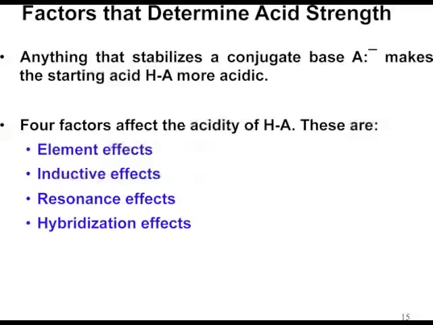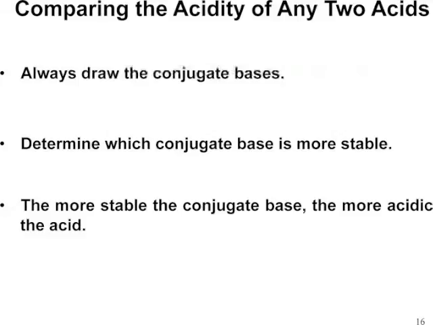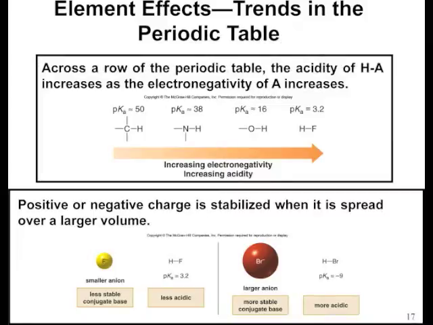Factors that determine acid strength are, of course, the elements of which the acids are composed, but then inductive effects, resonance effects, and hybridization effects. And we will discuss all four effects here. If we compare two acids, we always have to draw the structure of the conjugate bases, and then we have to determine which conjugate base is more stable, because if we have a more stable base, then the proton is given away much easier.